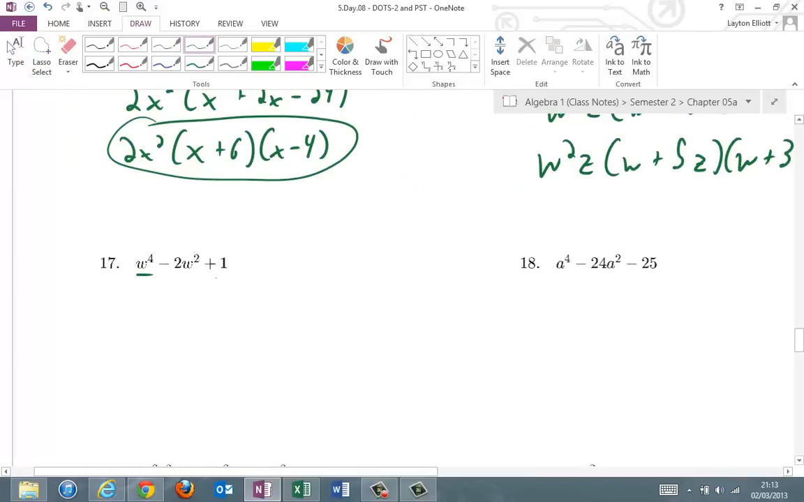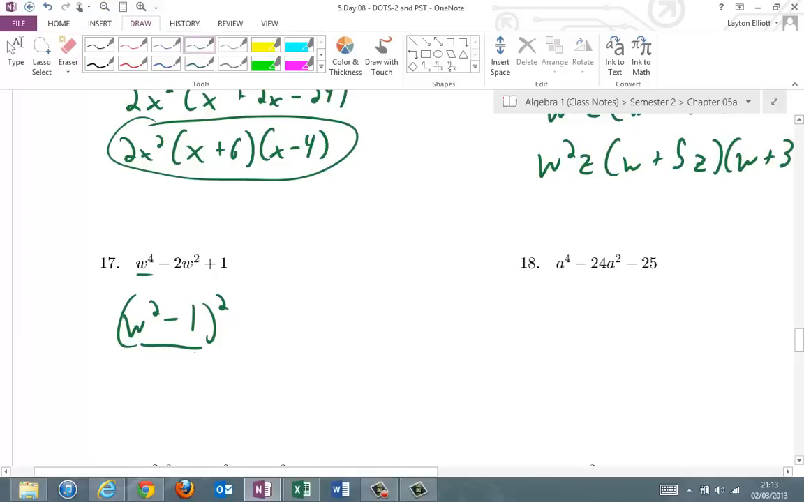Next, number 17. If I look at the first and the last, they are perfect squares. W to the fourth is w squared squared, and 1 is 1 squared. So let's try a perfect square trinomial. I have w squared minus 1, because I had that minus, squared. Now this can be a little confusing, because you might be tempted to distribute that square across pluses and minuses, which you know you can't do. But just think, 1 squared is 1, and then 2 times the 1 times the w squared gets you the middle term. So that works.